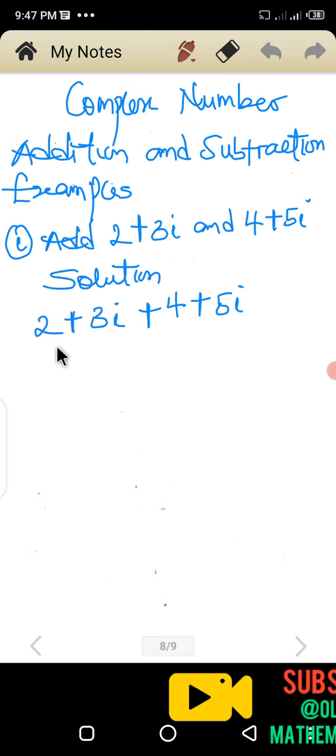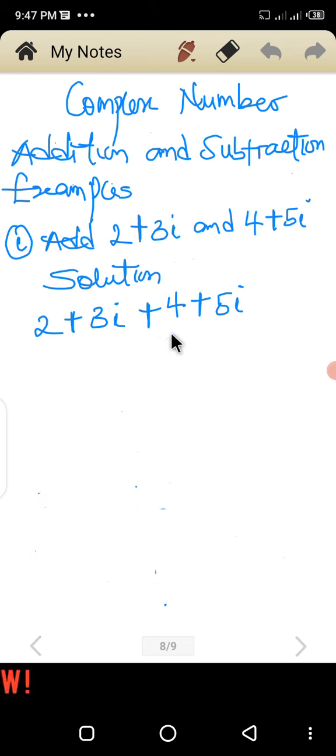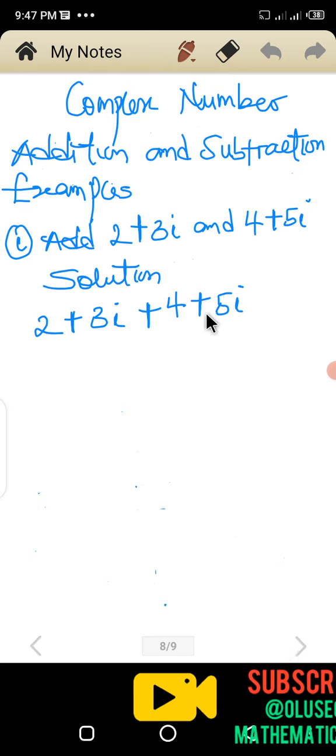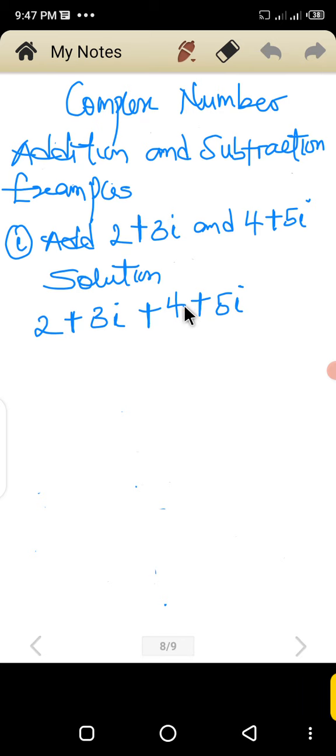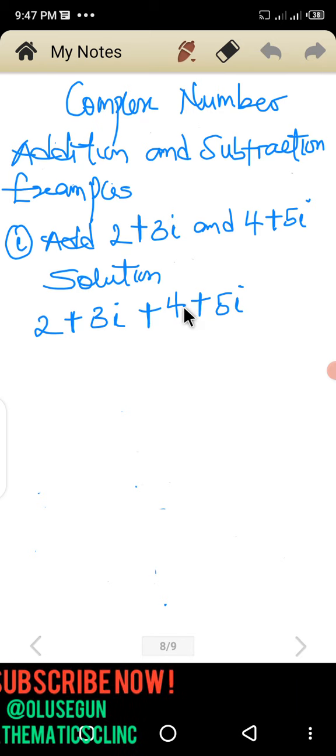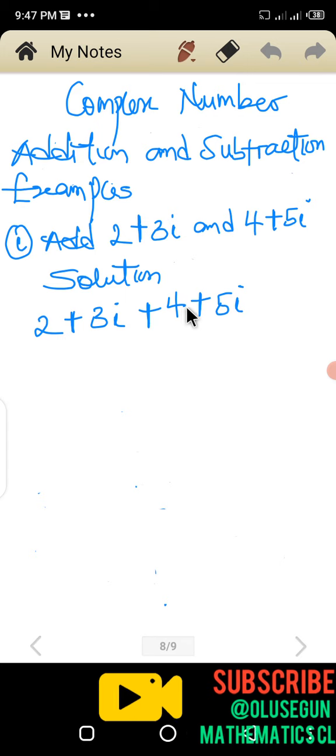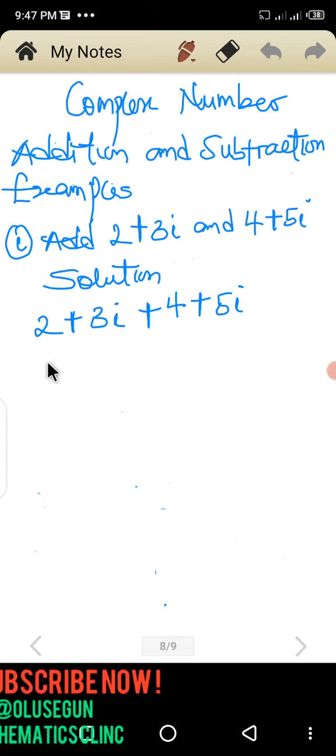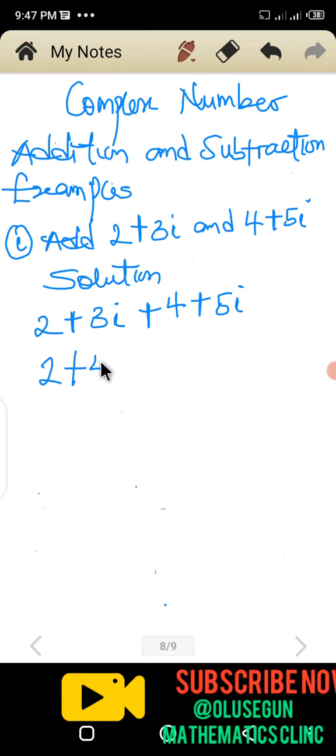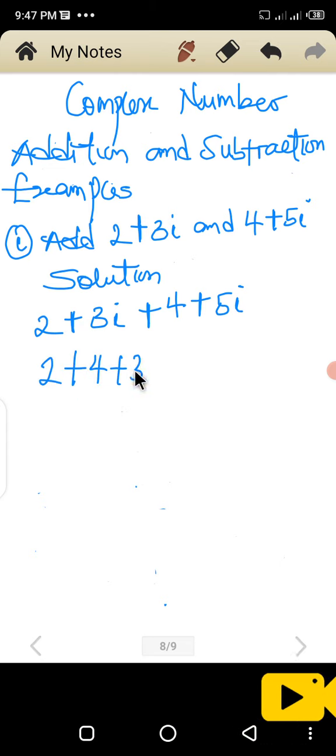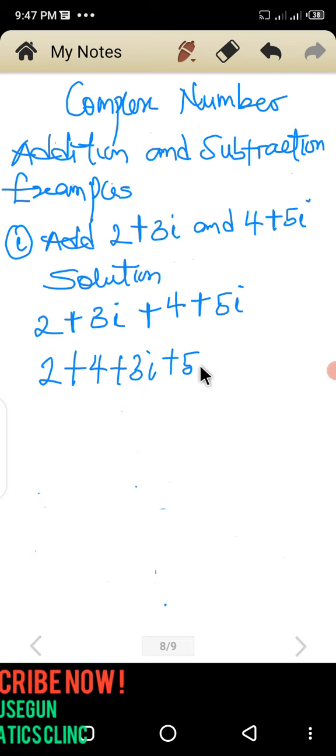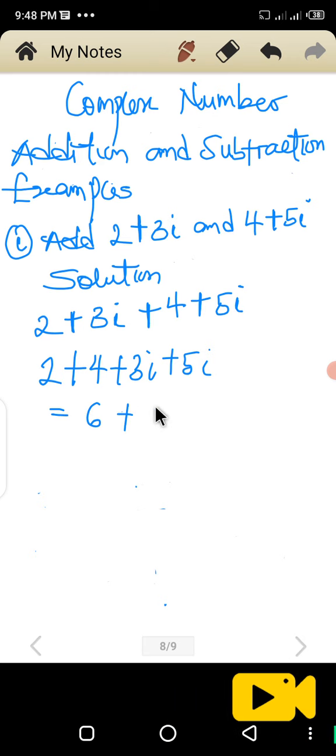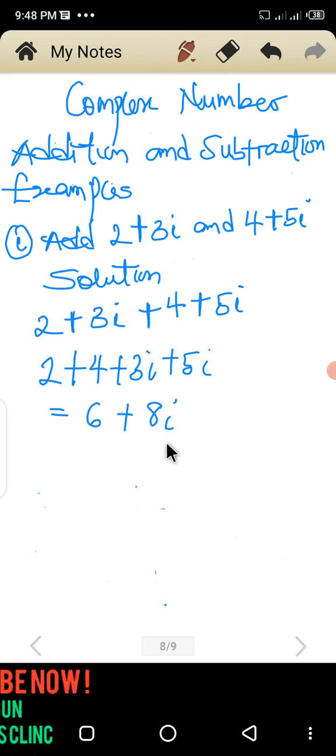The 2 stands in a row, while the 4 is under the row. The 3 and 5 are imaginary, because a complex number comprises both real and imaginary components. Therefore, if you are to add this, you say 2 plus 4 plus 3i plus 5i is equal to 6 plus 8i. That is the answer for that.